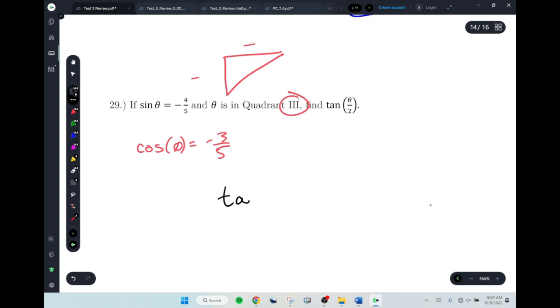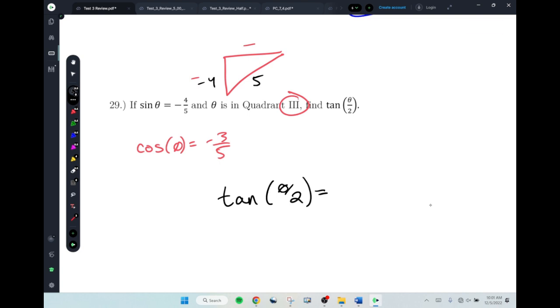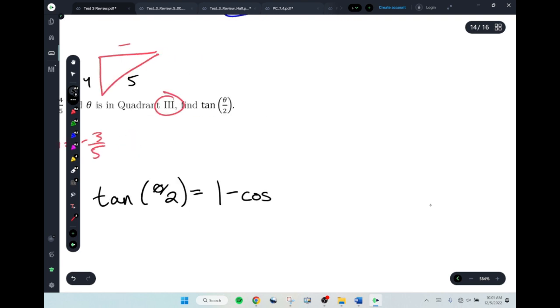So tangent of theta over 2. Who's got notes out? Pythagorean theorem, triangle: the hypotenuse is 5. Sine is -4, so what does that make that side? Probably -3. Tangent of theta over 2 is equal to 1 minus cosine theta over sine theta, which is also equal to sine theta over 1 plus cosine theta.